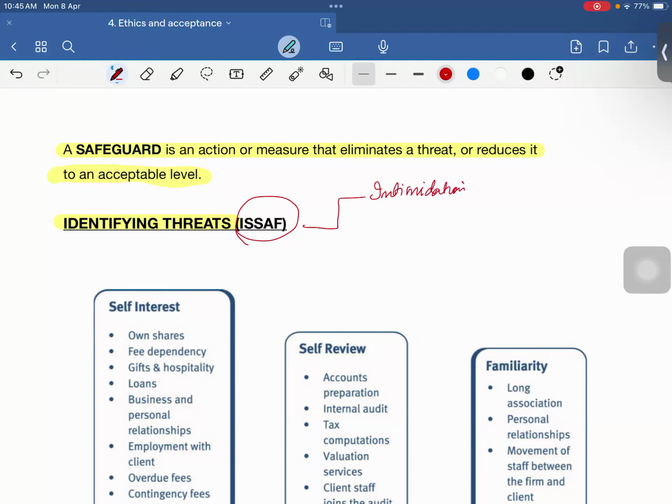I can be wrong in my spellings, okay. I'm partly dyslexic.